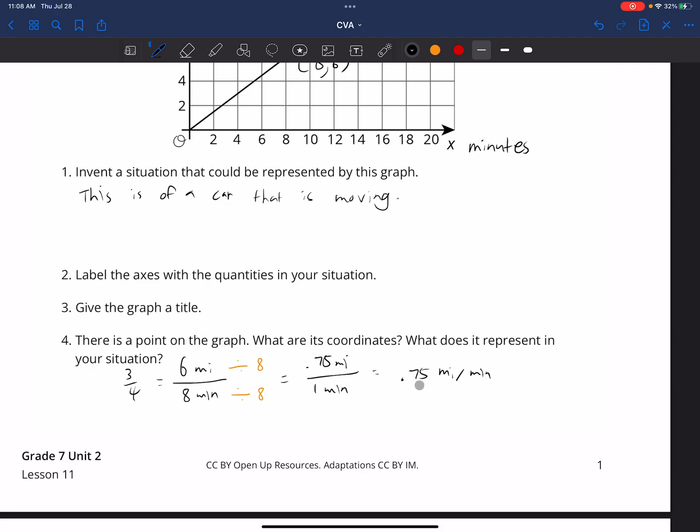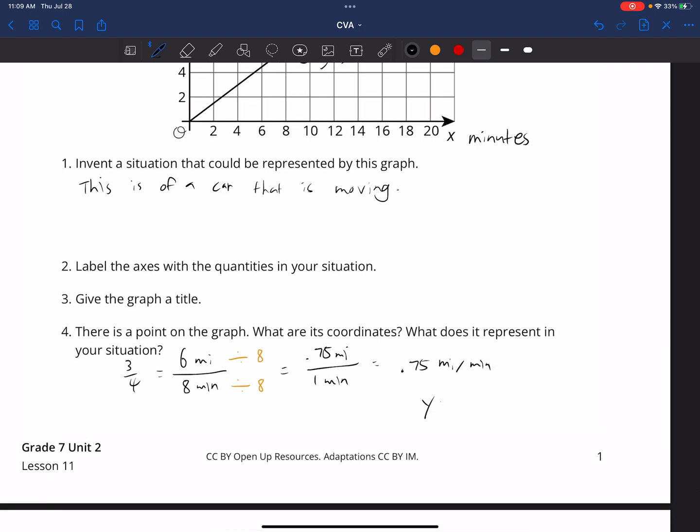So now what do I want to do, right? I want to be able to find the equation as well, just for good measure. So y equals, and this is my constant of proportionality, 0.75x, and x represents time in minutes, and y represents miles. Okay, let's see if it actually works. Let's see if this equation is correct.